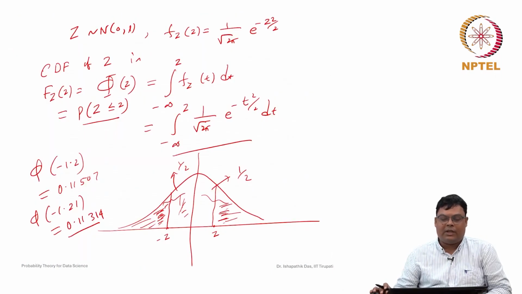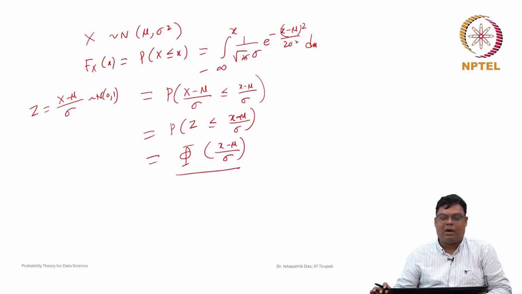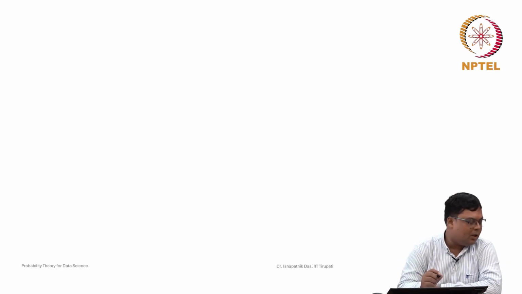If you have understood this, we can do some more numerical examples also. With a numerical example, it will be clearer how we can use the table and find the probability. Let us discuss some numerical examples for using the normal distribution.